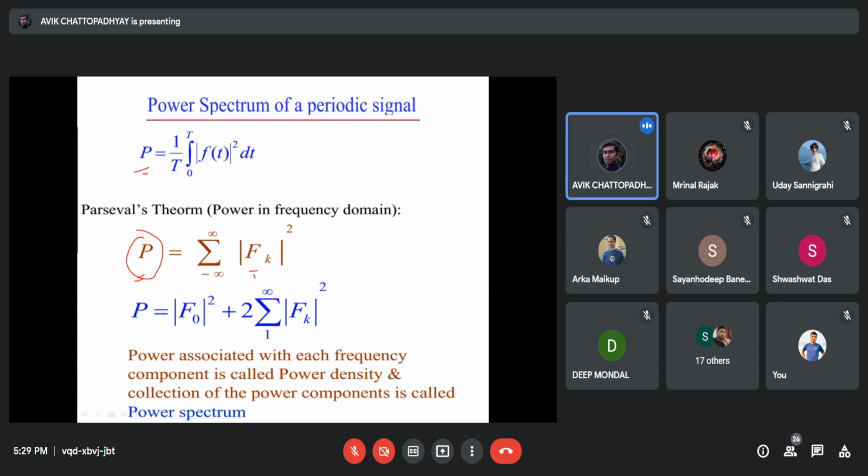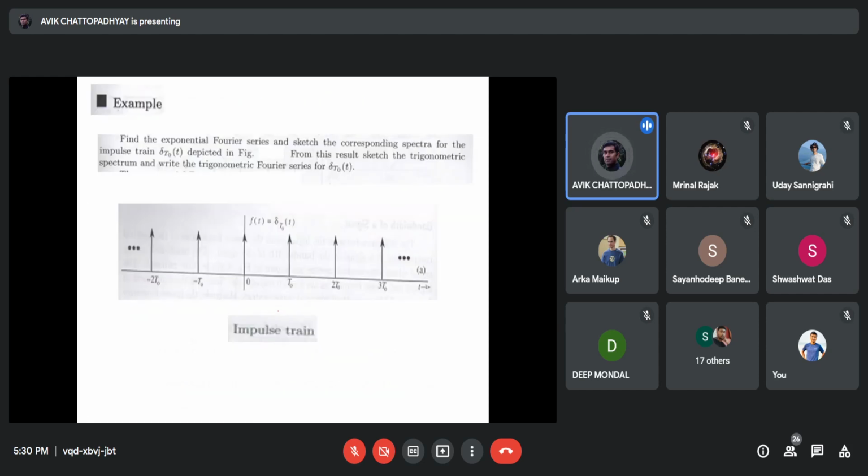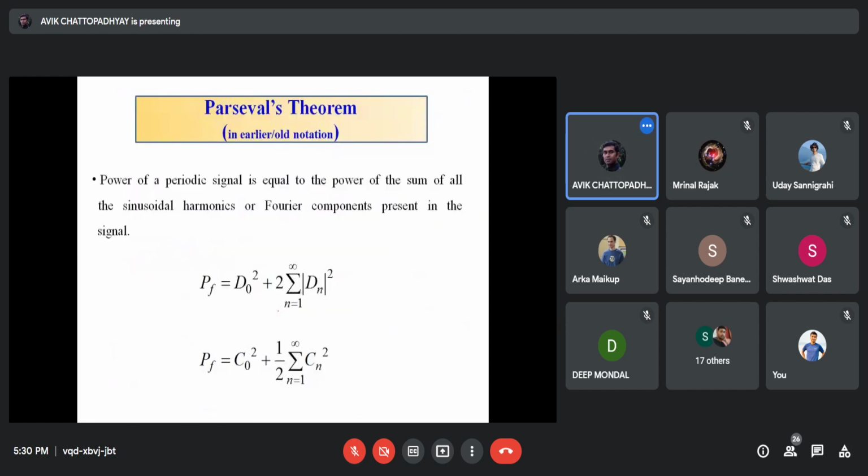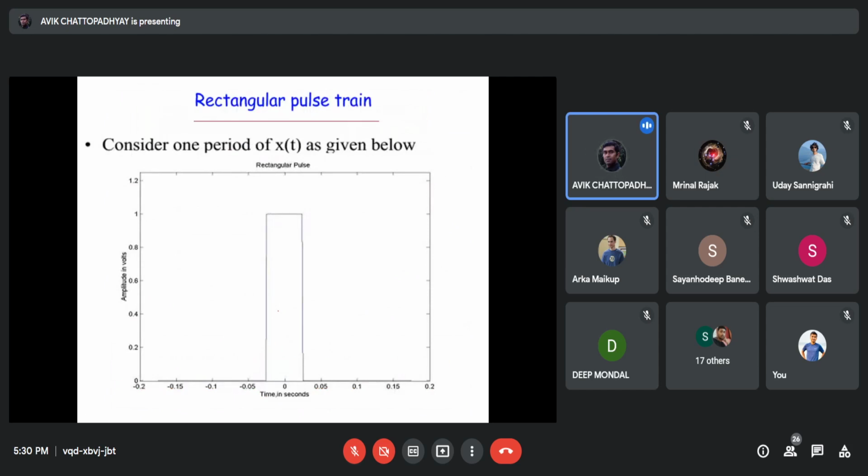So if you calculate something for the positive half, that means from 1 to infinity, because you have already taken out the zeroth component outside, you just multiply by 2, then you can consider the power associated with the both-sided components. Okay, so that is what is exactly done in this example.